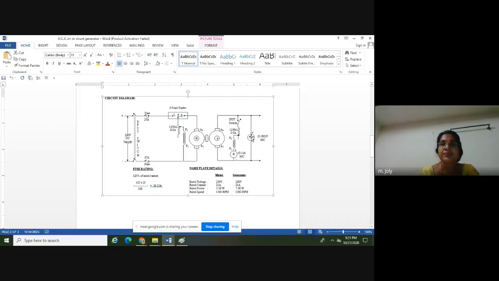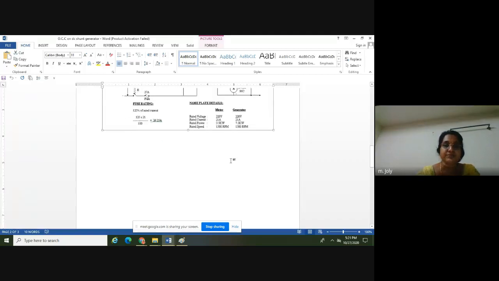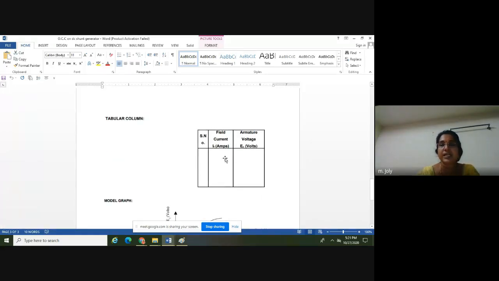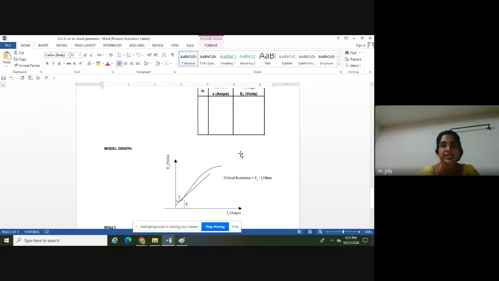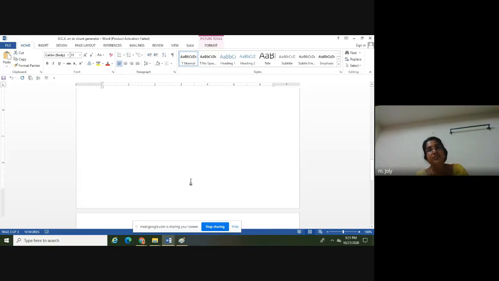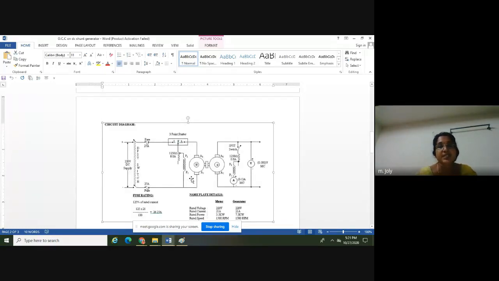Then the voltmeter. Here it is an open circuit test, that is why the load is not connected. Here is the tabular column, because we will be taking the field current and armature voltage, and then we will be drawing the graph. So this is the connection diagram and procedure for the open circuit test.